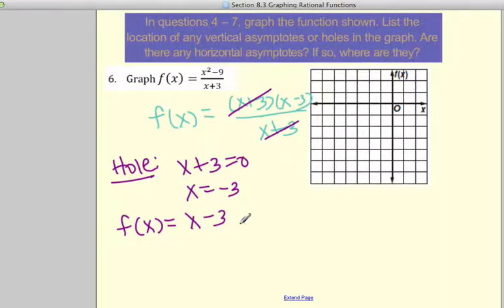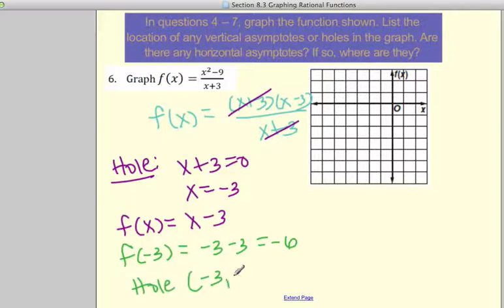Okay, so if I plug in my -3 now, it's going to be -3 minus 3, which gives me -6. So my hole is at the ordered pair -3, -6. So on my graph, I'm going to graph that and I do an open circle. Okay. Now in this situation, I look, is there a vertical asymptote? There's nothing left here. So in this case, there is no vertical asymptote.